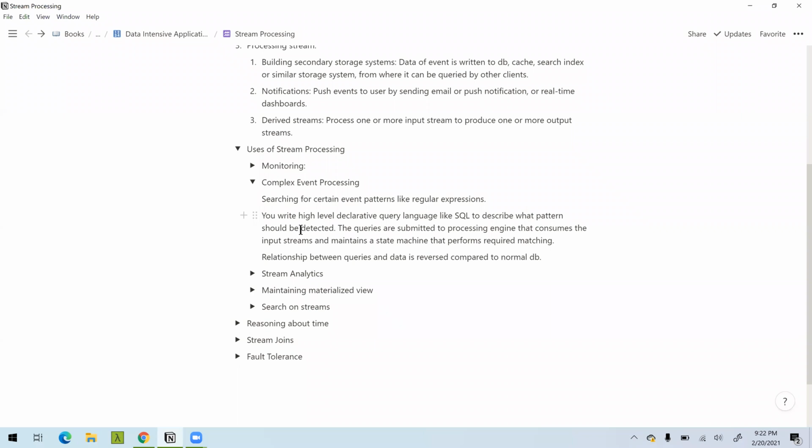And if that pattern matches in that particular stream, then it will notify you that this is the event that has matched, right? And the interesting thing about it is the relationship between your actual data and the queries that you execute has reversed here, right? So in a normal database, you store the data. Data is the permanent thing, and your queries are temporary, right? You execute your query when a user gives the query, and then you're done with the query, right?